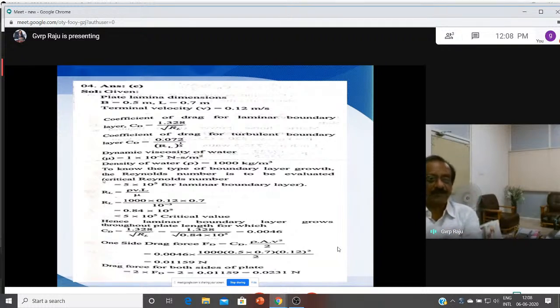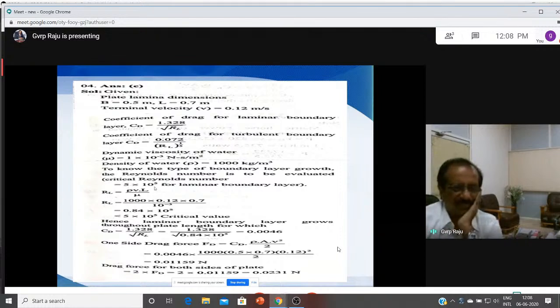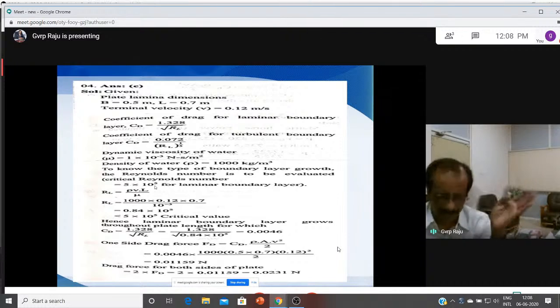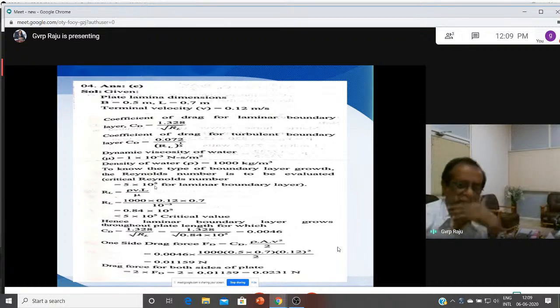Whether you want to use CD for laminar boundary layer or turbulent boundary layer, as it is different, first you should know whether the flow is laminar or turbulent, then you can use the appropriate equation here. So the critical Reynolds number is 5 into 10 power 5. I told you during the discussion, for pipes the Reynolds number limit is 2000. So when the Reynolds number is less than 2000, it is the flow through pipes. When we consider boundary layers, a laminar flat plate, etc., the critical Reynolds number is 5 into 10 power 5.